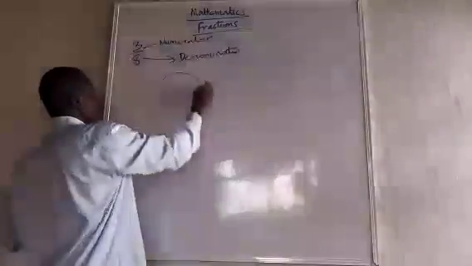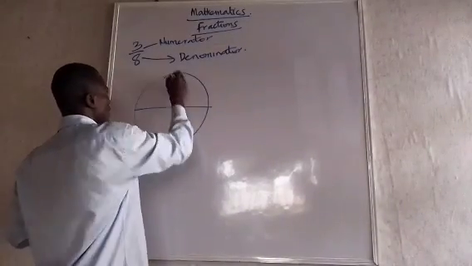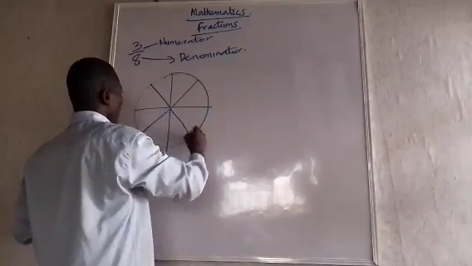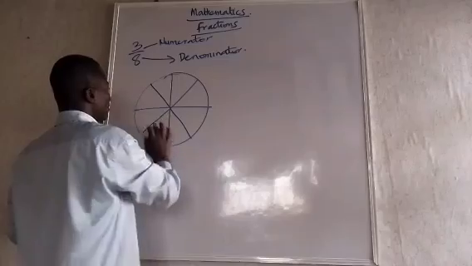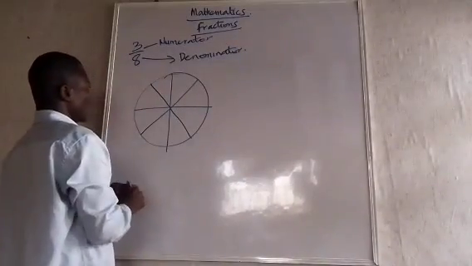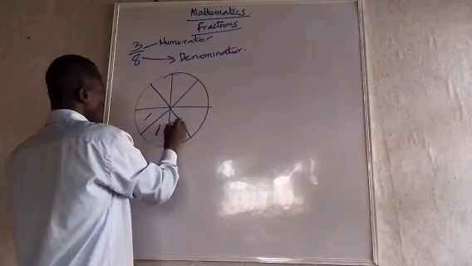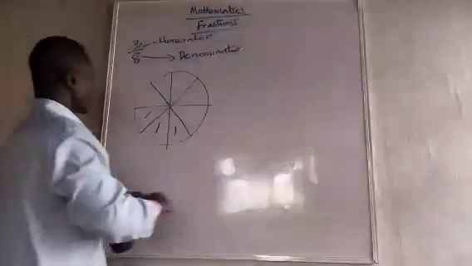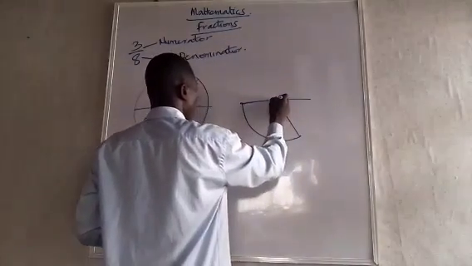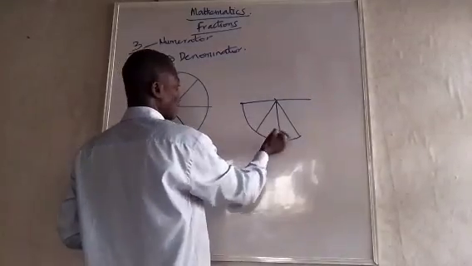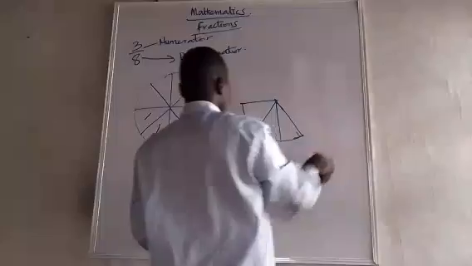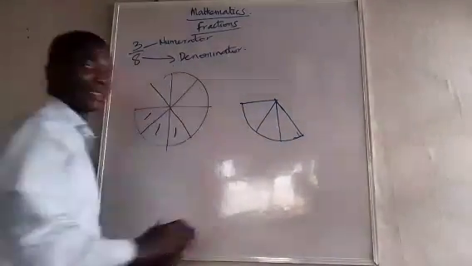Let's say we have a sample like this. This is 4, and 3, 4, 5, 7, 8. You can see, so I now take 3 parts of this. So I take this part out, 1, 2, 3. So it's going to give me something like this. I have divided them into 8 equal parts, and I pick 3 out of it. So this represents 3/8 of this shape. That is what it means.